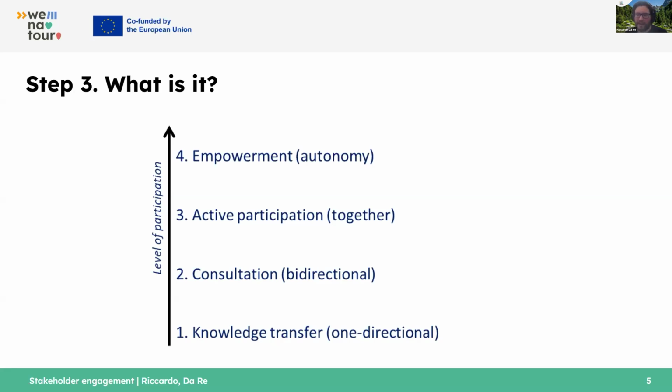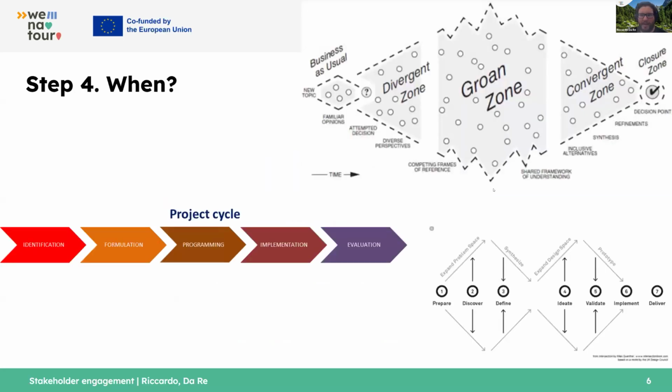The fourth one normally is not linked to tourism, but it's important, is what is called empowerment. So the stakeholders of the destination are so used to participate, to be active, that they manage some parts of the destination governance by themselves. Step 4 is when. Okay, you can engage your stakeholders in every phase of a project cycle.